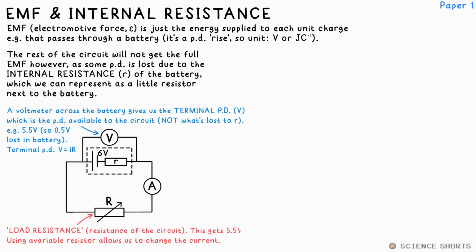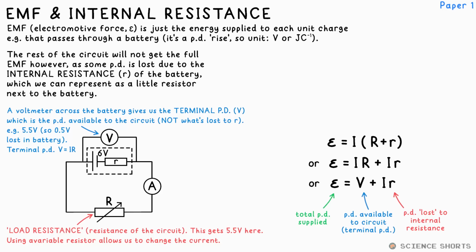The EMF, electromotive force, epsilon is the symbol we use, is the total PD provided. That's the 6 volts here. So the equation is this. EMF equals terminal PD, V, plus I times little r. So I times little r is the voltage lost due to the internal resistance.